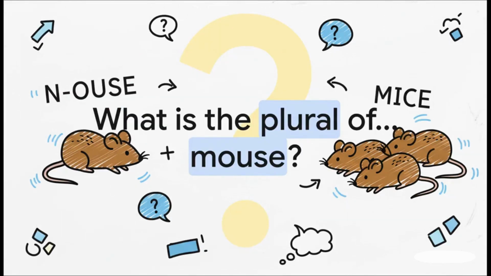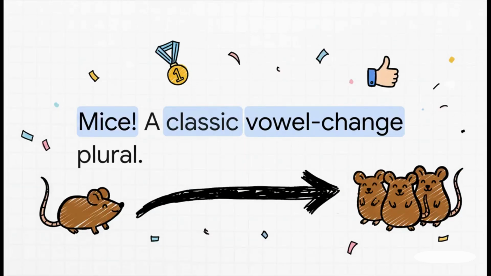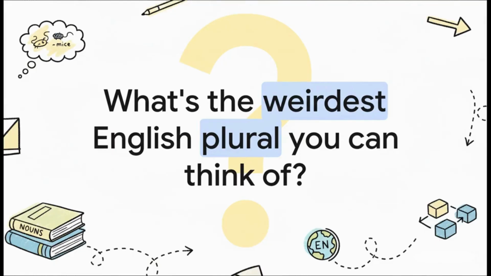Okay, next question. This one's a rule breaker. What's the plural of mouse? Mice, of course it is. That's one of those classic vowel change plurals. You totally got this.